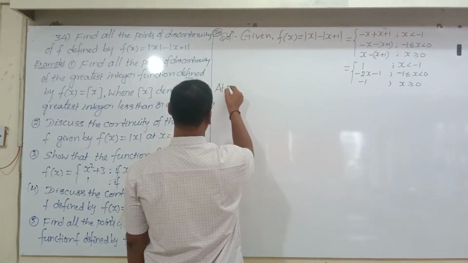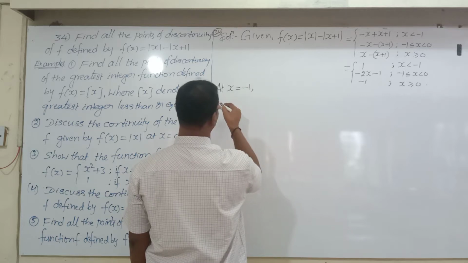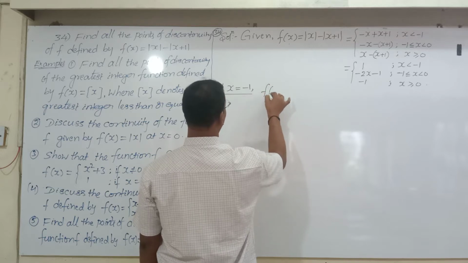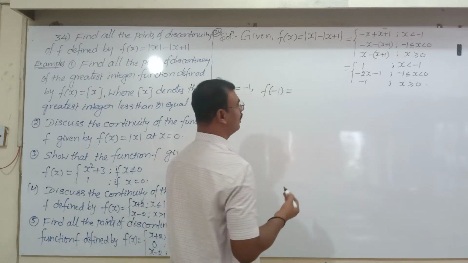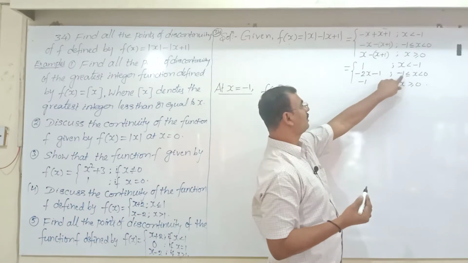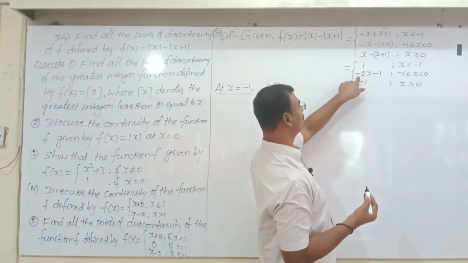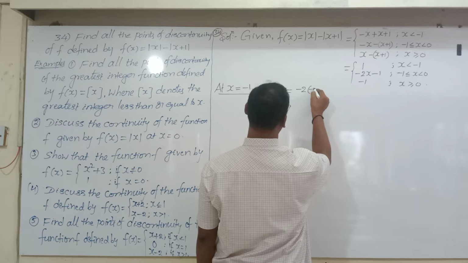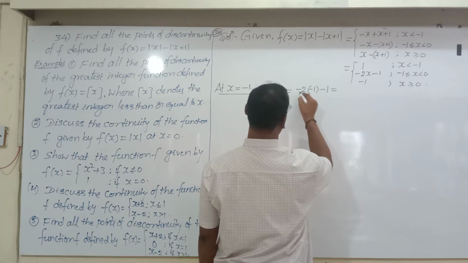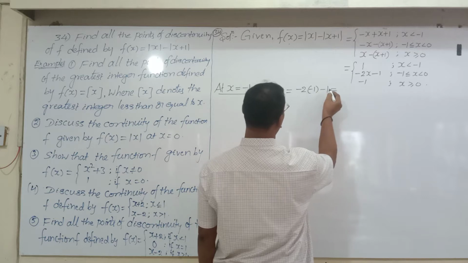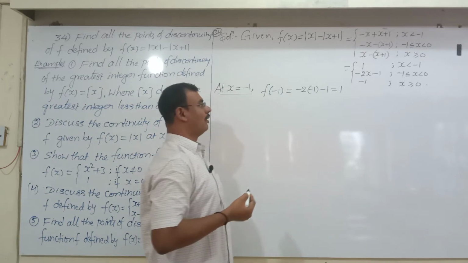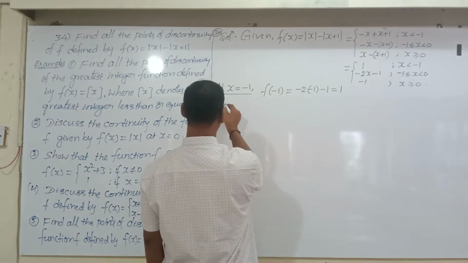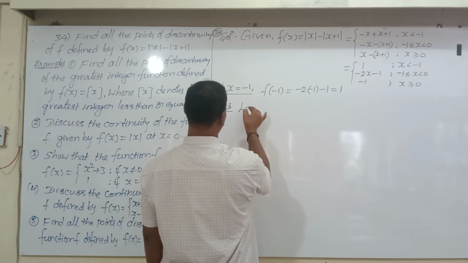Firstly, I have to check at x is equal to minus 1. What is f of minus 1? At x equal to minus 1, f of x is minus 2x minus 1. Substituting, minus 2 into bracket minus 1, minus 1. Minus into minus is plus, so 2 minus 1, that is 1. So f of minus 1 is equal to 1. Then the left hand limit is calculated here. LHL. We know how to find it.